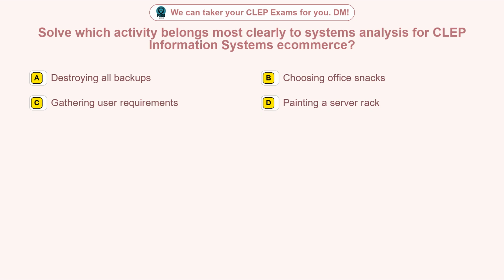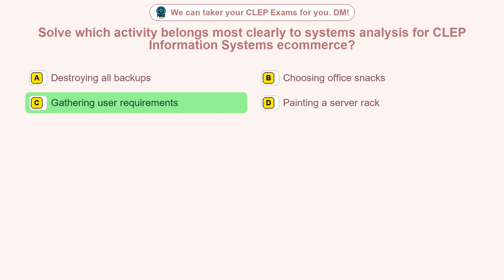Question 66. Solve which activity belongs most clearly to systems analysis for CLEP Information Systems Ecommerce. Option A. Destroying all backups. Option B. Choosing office snacks. Option C. Gathering user requirements. Option D. Painting a server rack.